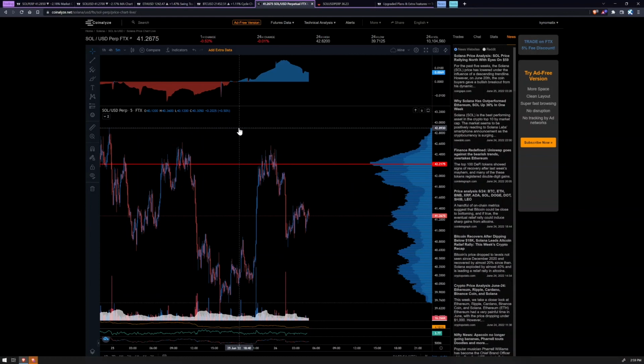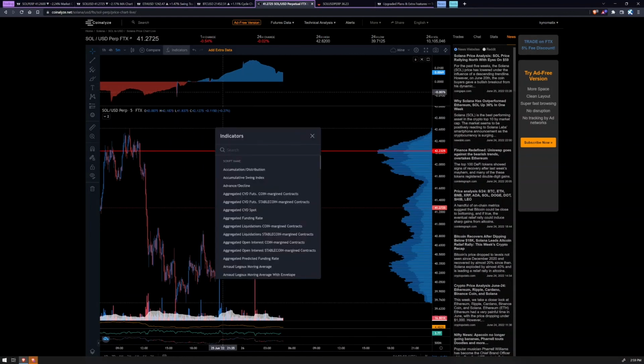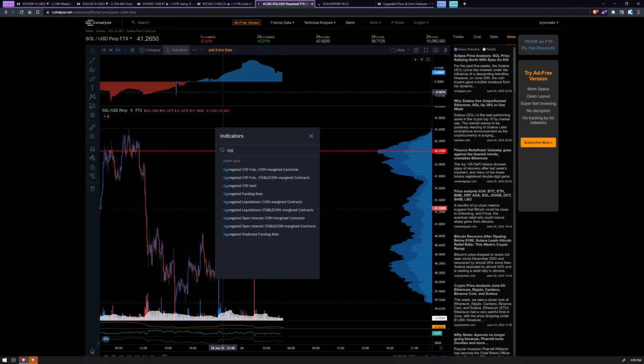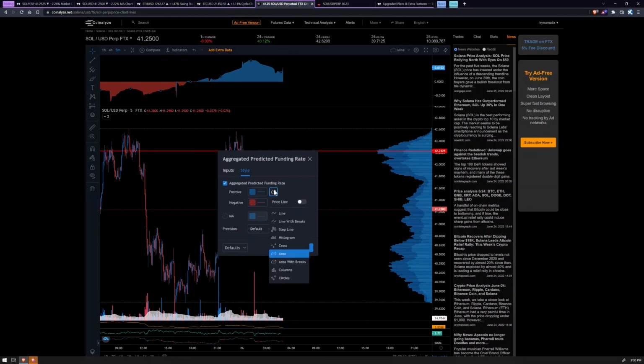So this is just another tool to explore if you want to try and find the indicator I'm talking about here. It's the predicted aggregated funding rate. You can just type in AGG and then click it here. Essentially, I've got mine blue and red, but you can change it to whatever you want. I like area. By default, it is a histogram. I just like area better.